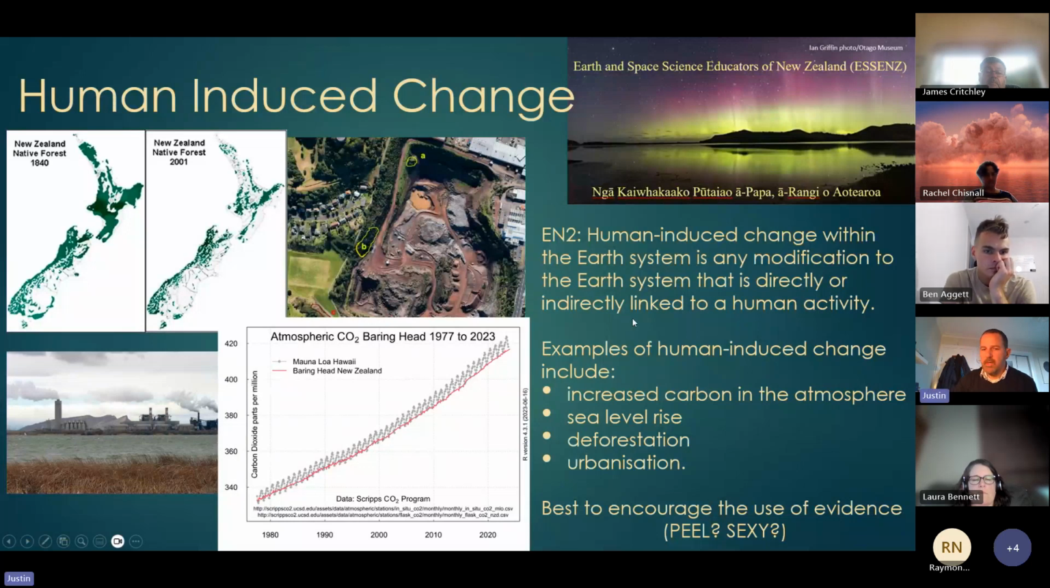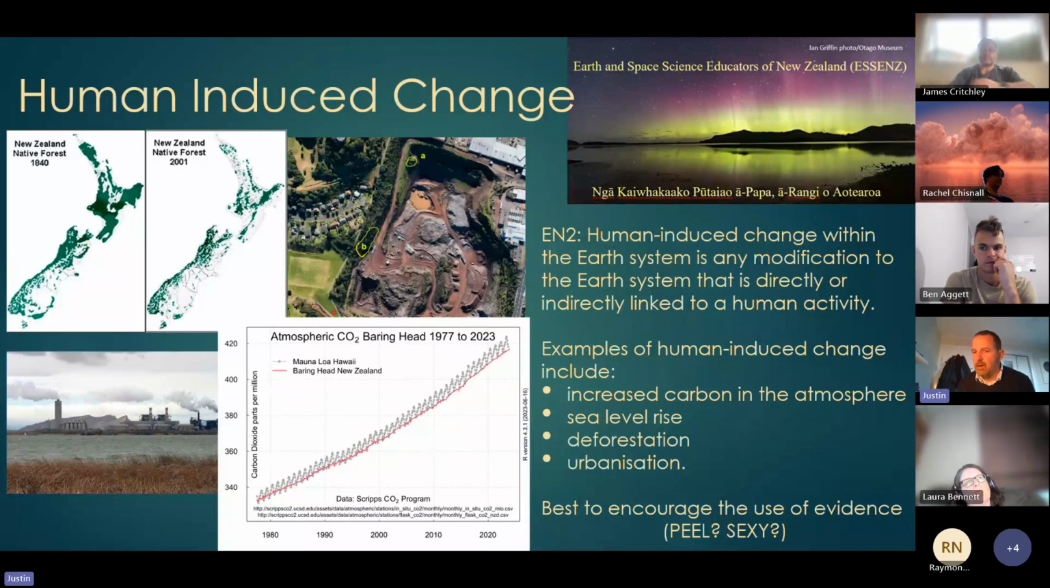Yeah, and that must be directly or indirectly linked to human activity. So there's a couple of examples there: increased carbon in the atmosphere, sea level rise, deforestation, and urbanization. And I'm generally finding with my students, if I'm using that sort of PEEL paragraph, it's really good because the PEEL is the point, evidence, explanation, link. And that really encourages them to put the evidence in there and give the deeper explanations as well, which is a really good way to encourage students to do that.